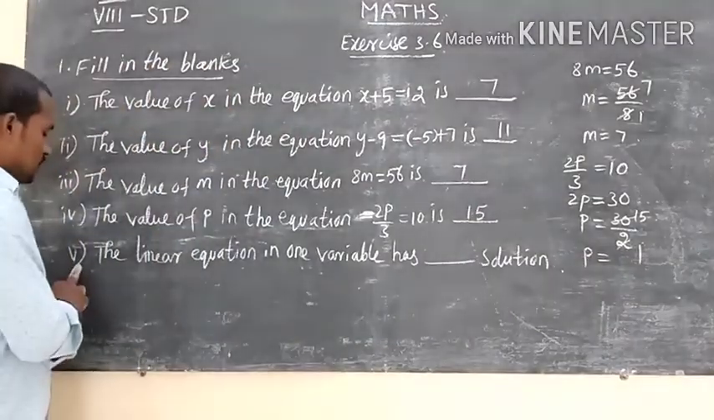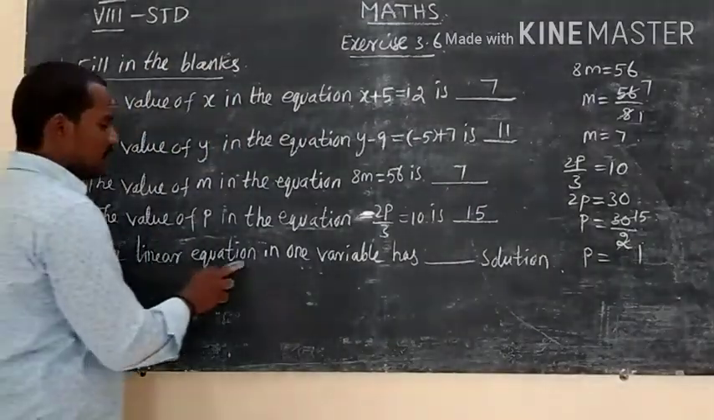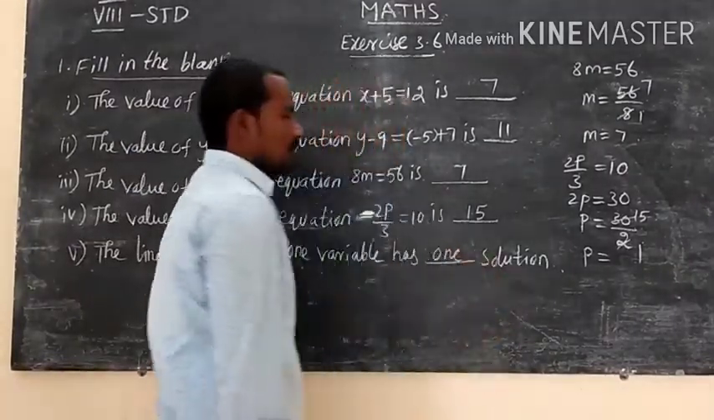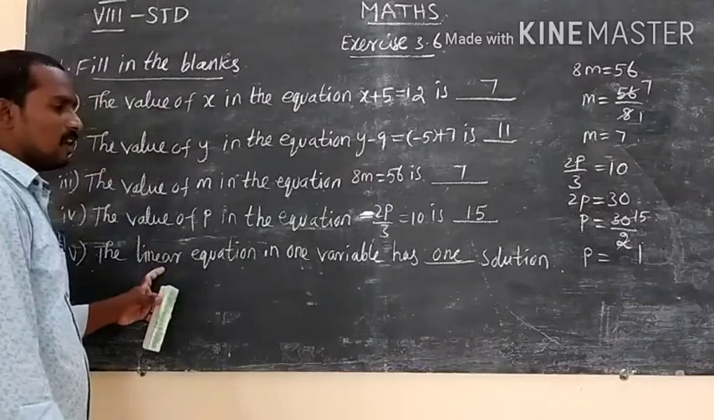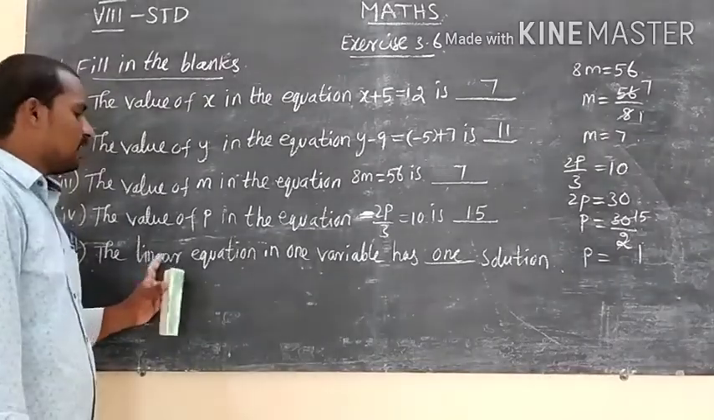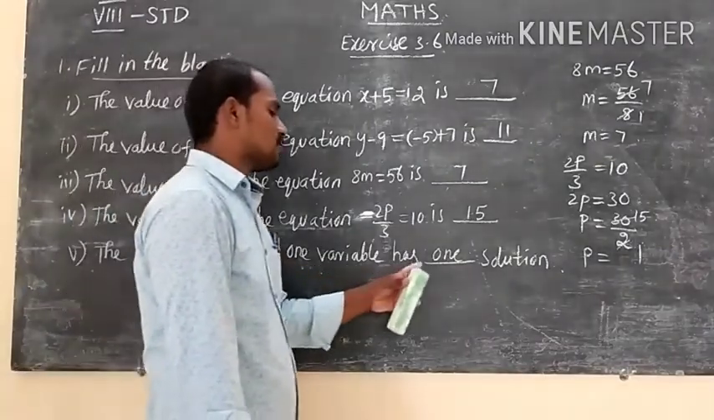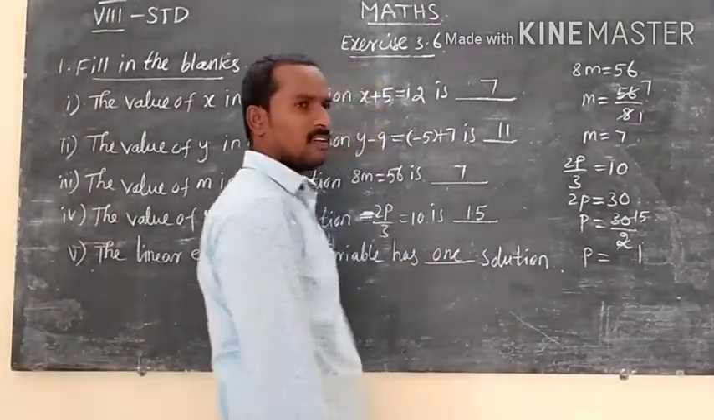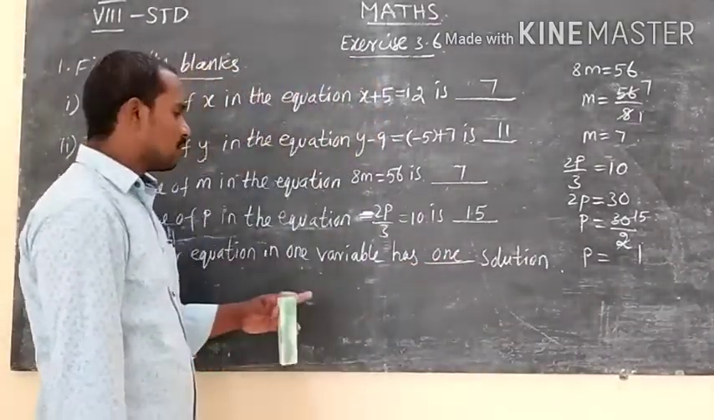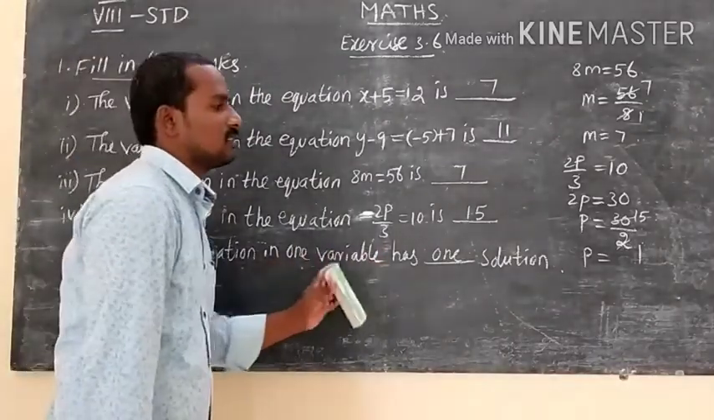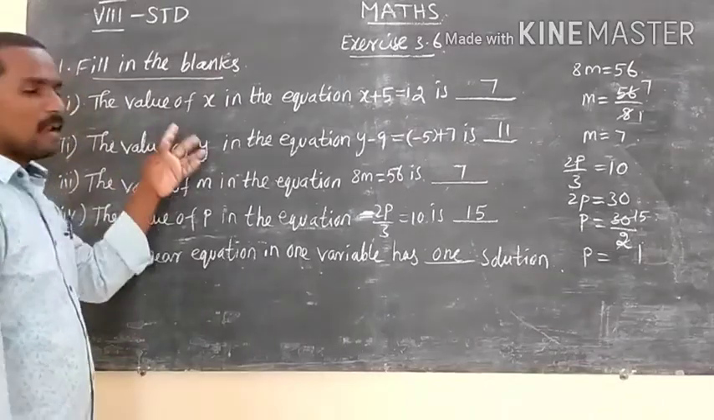Then the fifth one: a linear equation in one variable has one solution. In a linear equation the degree of the polynomial is 1, so the equation is called a linear equation. A linear equation in one variable has one solution, a quadratic equation has two solutions, and a cubic equation has three solutions. This is a general definition. Have you understood the fill in the blanks?